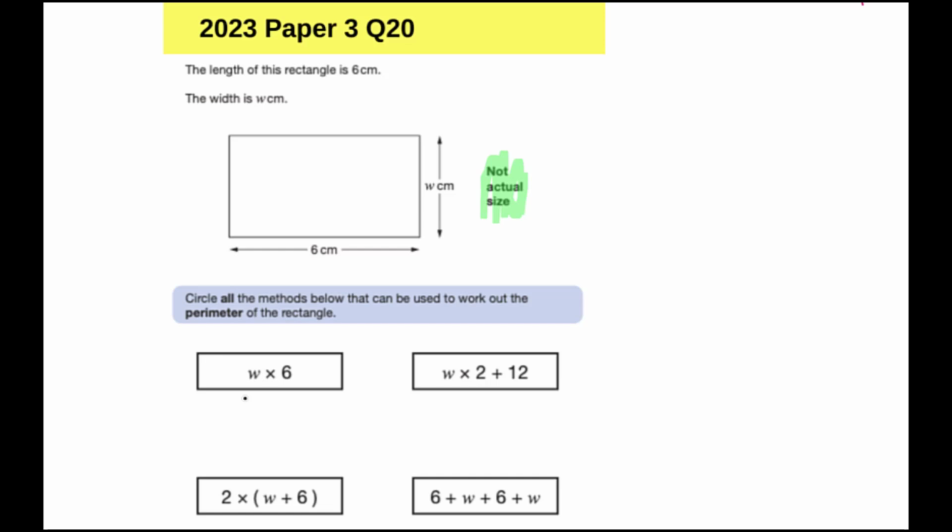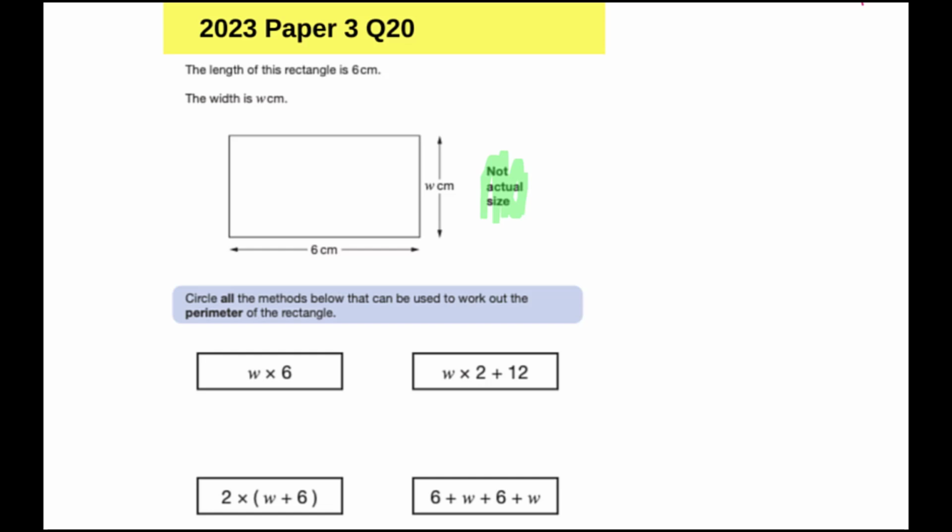Circle all the methods that can be used to work out the perimeter of the rectangle. Now it's got in bold all. That means that there are possibly more than one method. And it's also got perimeter in bold. That means don't confuse it with area, for example. Okay, so all and perimeter are in bold.